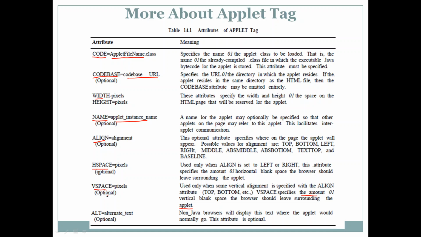That can be specified by vspace, and in the same way we have one more important attribute, that is ALT, which stands for alternate text, and this is used for non-Java browsers. Non-Java browsers will display this text where the applet would normally go. This attribute is optional. If a browser is not able to display an applet on the screen because certain browsers do not support applets, then in place of the applet we can display some text by using the ALT attribute. So these are some important attributes of the applet tag.